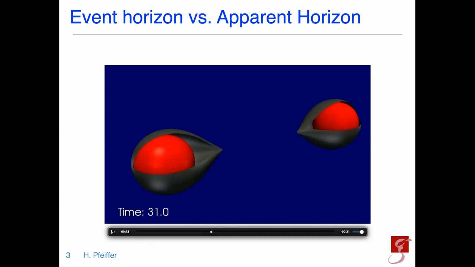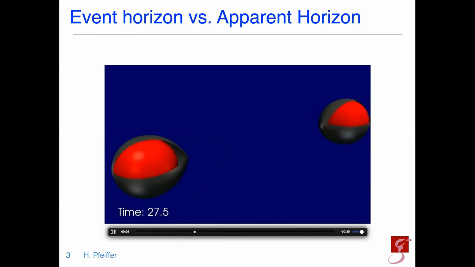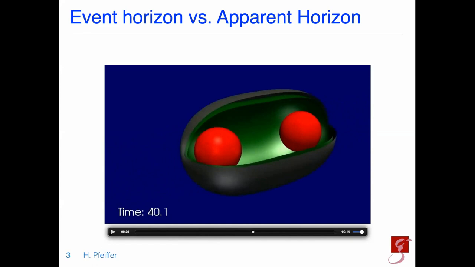There are theorems that apparent horizons are always inside event horizons. As you can see in this particular image, sometimes they're not even close, but at very early times, in stationary situations, apparent horizons and event horizons agree. And at very late times, after the merger of the two black holes, you will see that, again, the apparent horizon and the event horizon will agree with each other. Let me stop this movie yet again.